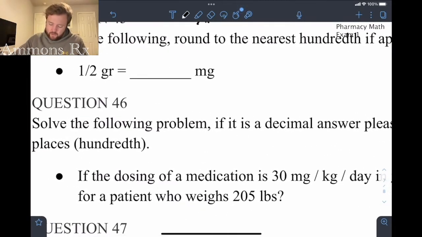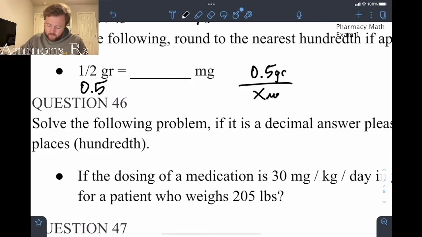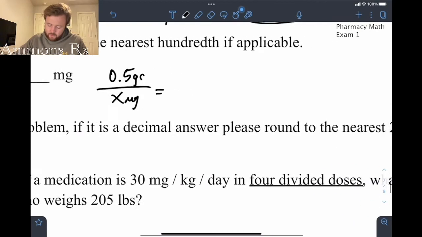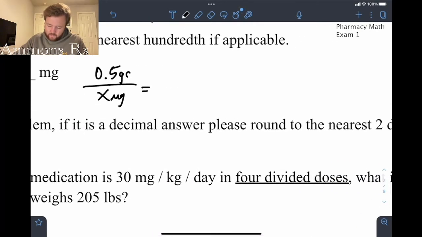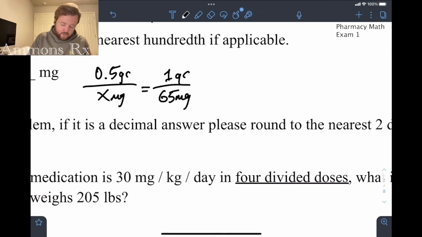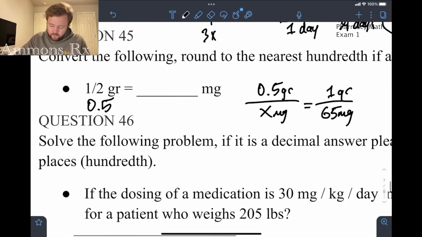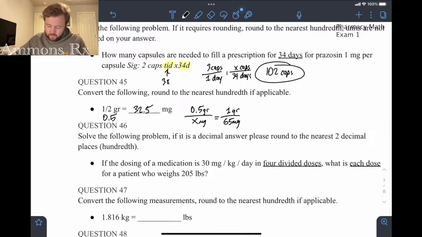Once again, grains to milligrams. We have 1/2, which is the same thing as 0.5. So we have 0.5 grains. We don't know how many milligrams that is, but you know your conversion. 65 times 0.5 is equal to 32.5 milligrams.